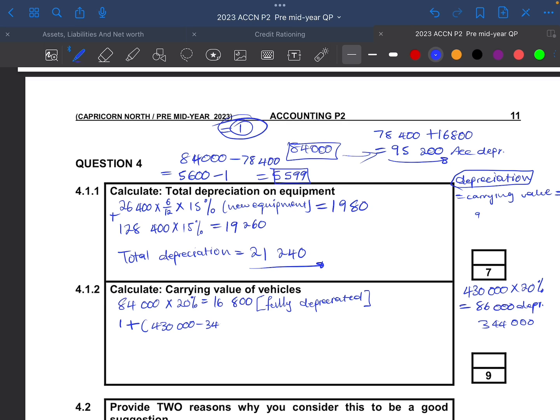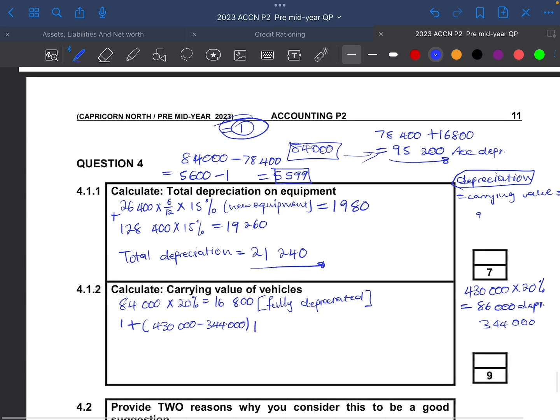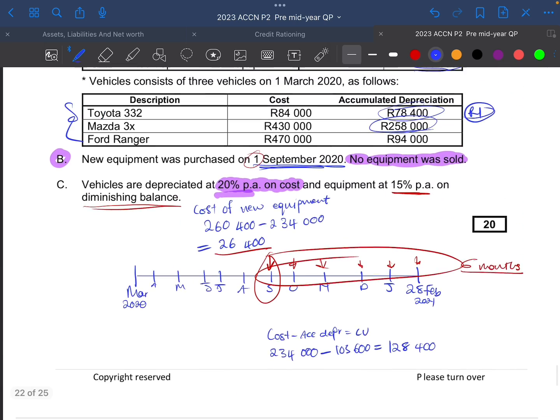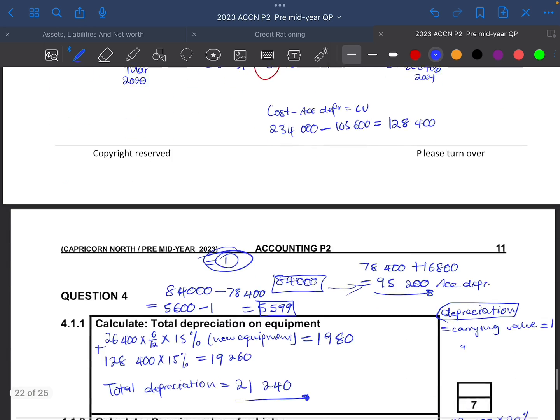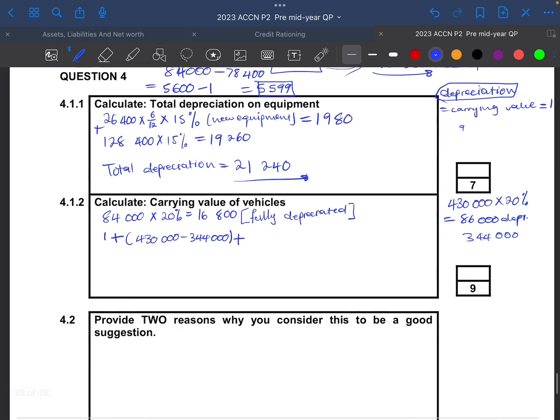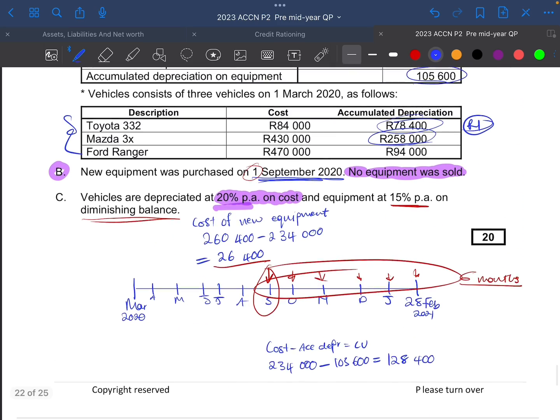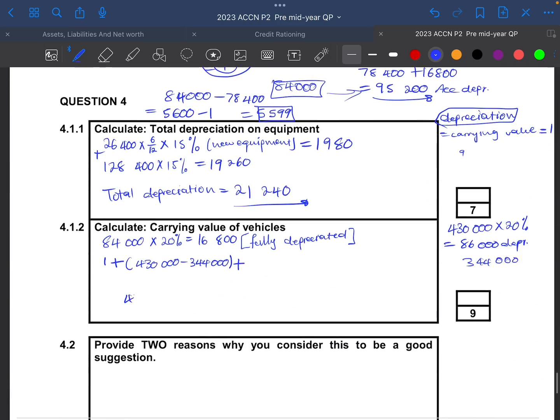So our carrying amount will be 430 minus 344,000. Okay, plus, where are we going with this? The last one, Ford Ranger, the cost is 470, accumulated depreciation is 94,000. Let's just quickly calculate. So it's, what's the cost again? 470. 470 minus 94,000, is it?